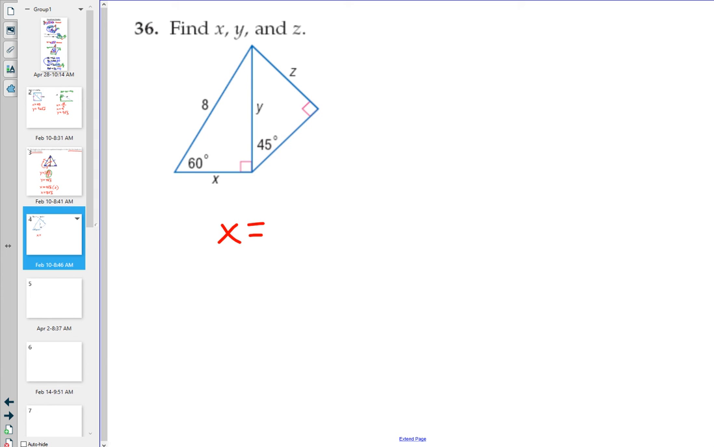How do I turn a hypotenuse into a short leg? Divide by 2. So 8 divided by 2 is 4. Now that I have the short leg, how do I turn a short leg into a long leg, which also happens to be Y here? No, not multiply by 2. Multiply by square root of 3. So watch this. 4 square root of 3. Yay, finished.